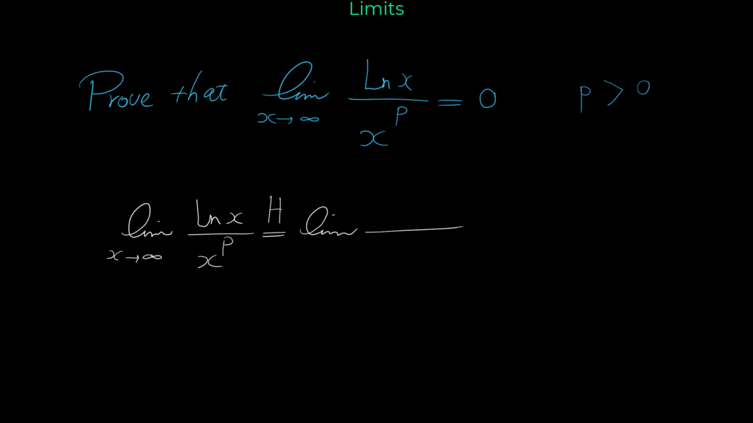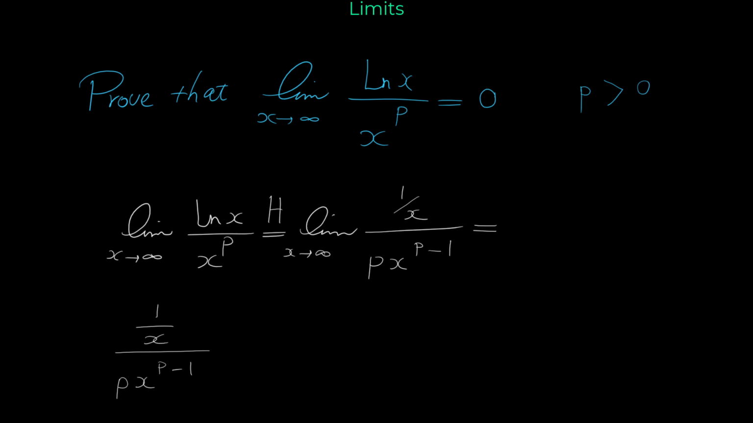If we take the derivative, the numerator is 1 over x and the derivative of the denominator is p x to the power of p minus 1 as x approaches infinity. Let me show you here how we can simplify this, 1 over x over p x to the power of p minus 1. For simplifying this fraction, you can do it in different ways. But here I am going to do it this way.